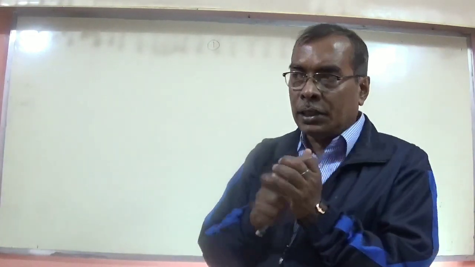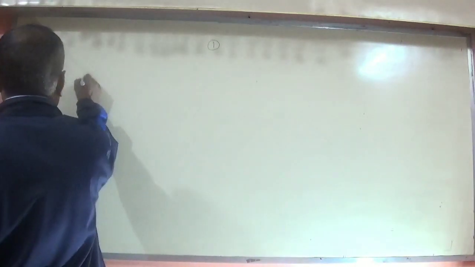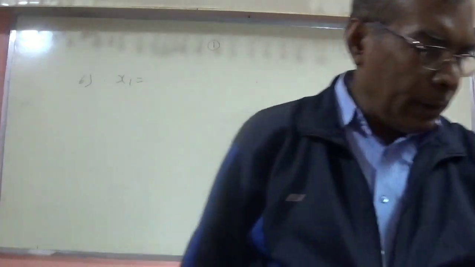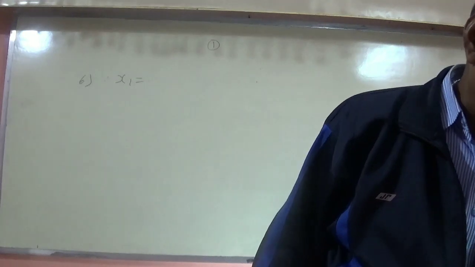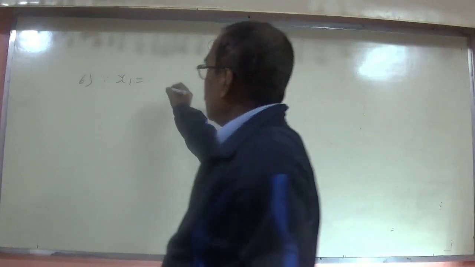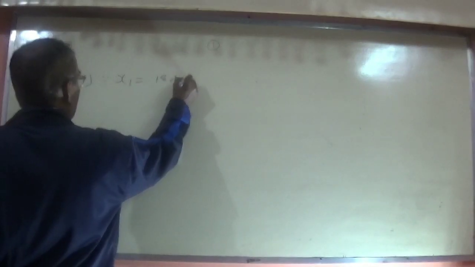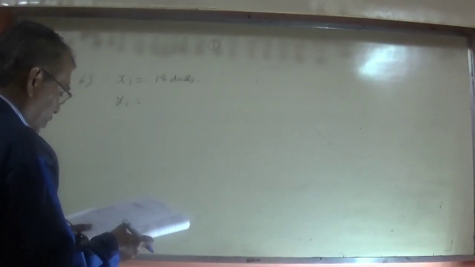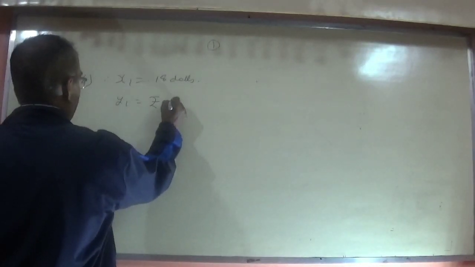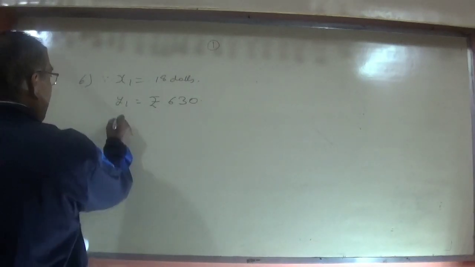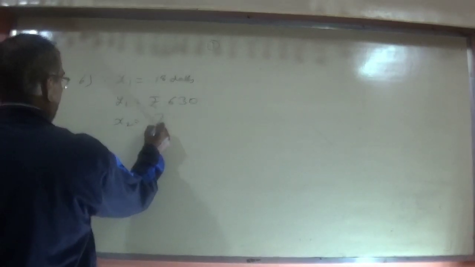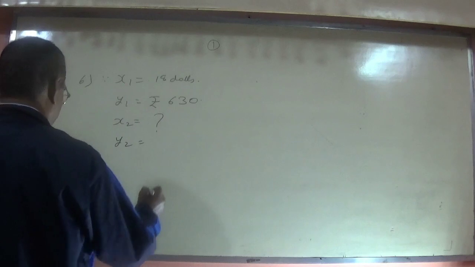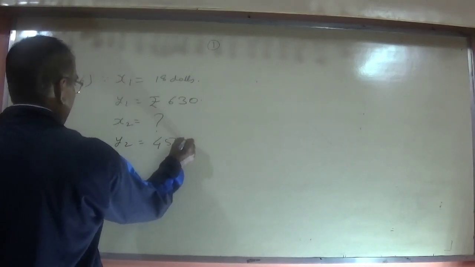So what you have to write here, for question number 6: x1, the initial number of dolls, is given as 18 dolls. And y1, how much amount you are paying for that? 630 rupees. You have to find x2, so put a question mark here. And y2, how much money do you have? 455. For 455, how many dolls will you get?